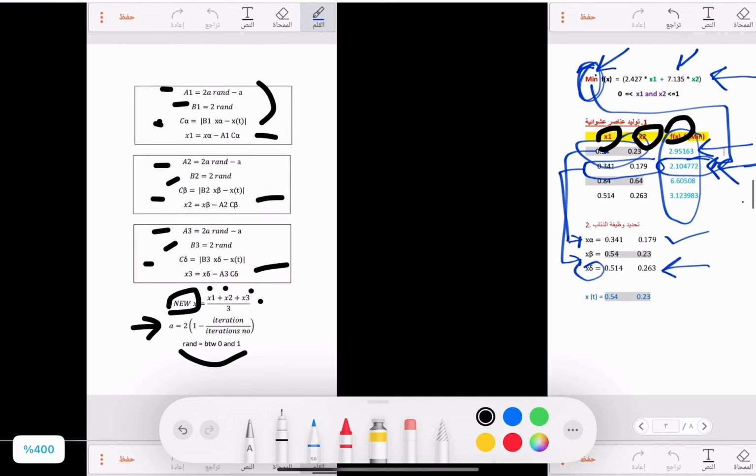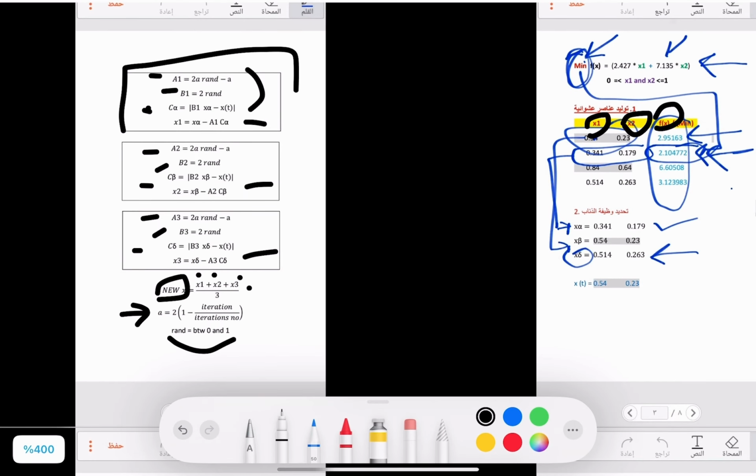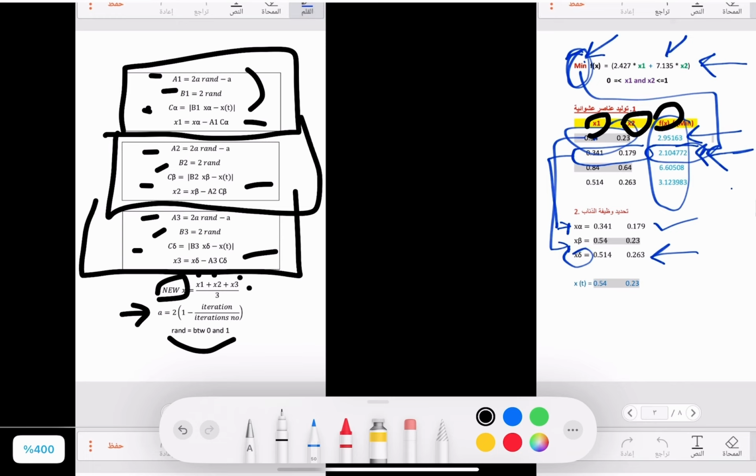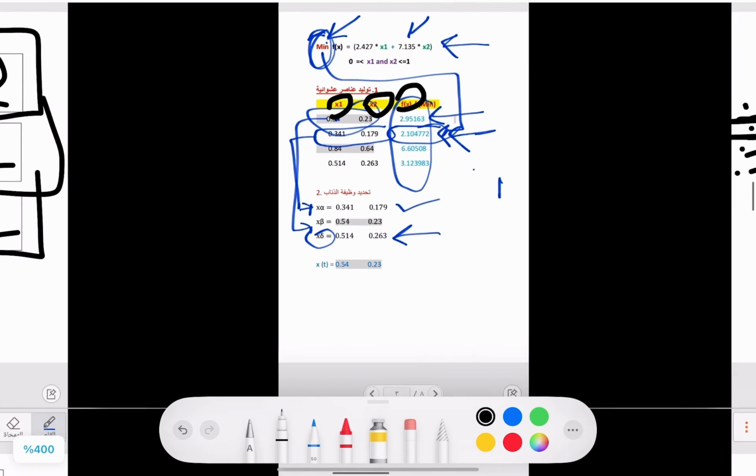So moving on to step number 2. These are the equations we need to use to find x1, x2, and x3. This is the equation we need to use to find the new x, which will be the mean value, adding them all up and dividing by 3. To find a, we're going to be using that formula. The random variable used inside these equations will be a value between 0 and 1, randomly generated by your algorithm.